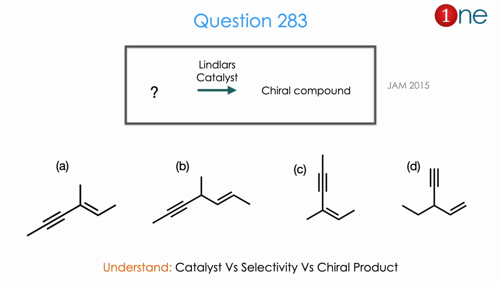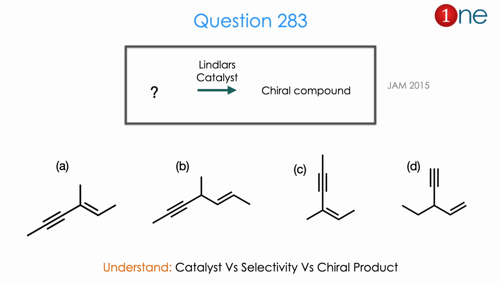Then let us look at the next question. They are asking for the starting material. You are using Lindlar's catalyst. The product is a chiral compound. Here they have given 4 different alkynes and alkenes. You have to guess the starting material. The first one is with an alkene. First one is an alkyne on the side chain with a cis double bond. B1 is with a trans double bond.